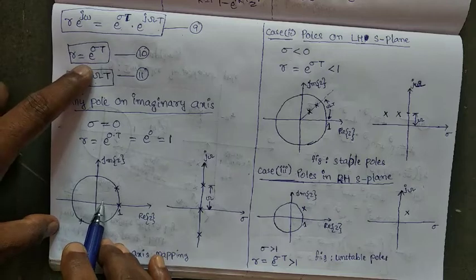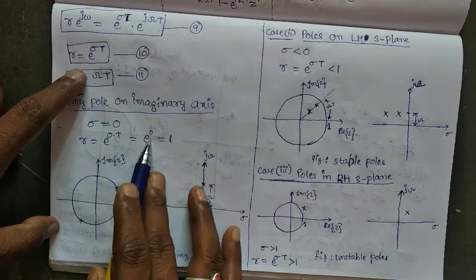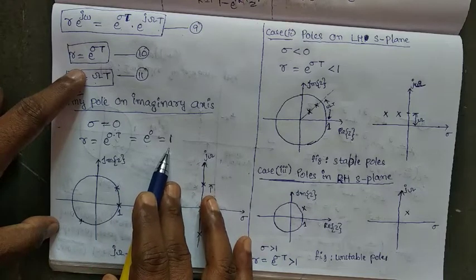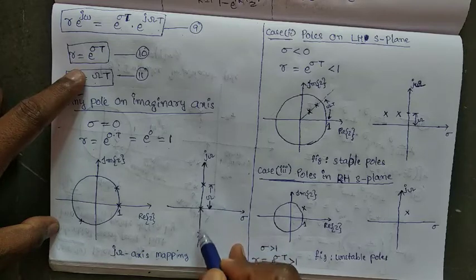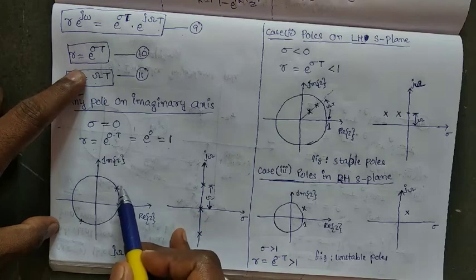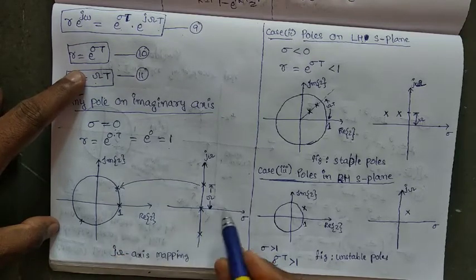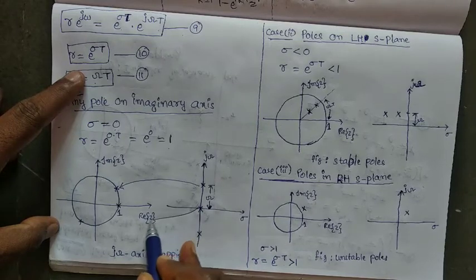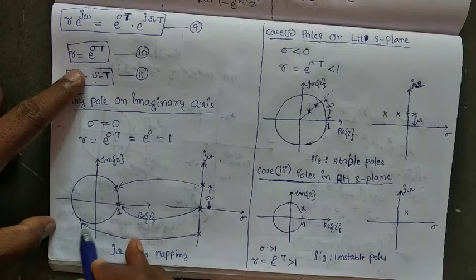Here sigma is equal to 0, and we are substituting it in equation 10. e power 0, its value is 1. This means these poles on the imaginary axis map into the unit circle. Poles on the unit circle.